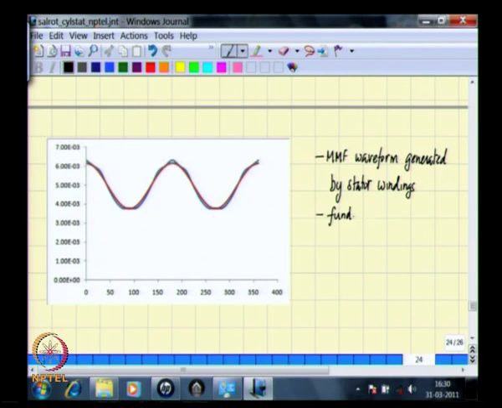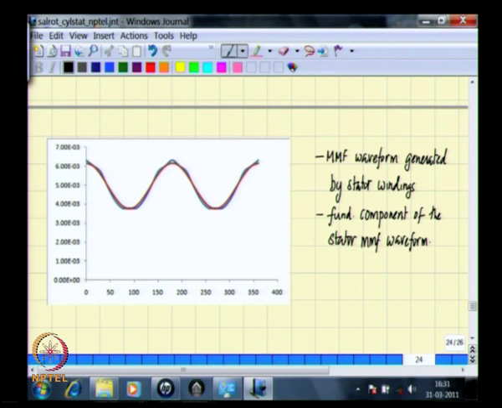So we take the fundamental component of the stator MMF waveform. The stator MMF, for a given angle of the rotor, the stator would generate an MMF that has different values as you travel around the inner circumference of the stator.